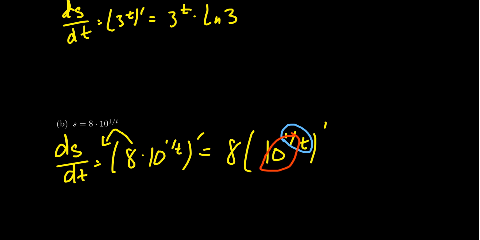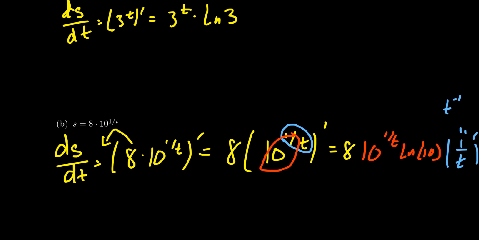And so when we calculate the derivative here, we're going to get our outer derivative, which will be 10 to the 1 over t times the natural log of 10. You have to pay the tariff with the outer derivative. And then the inner derivative, well, we have to take the derivative of 1 over t, which you might want to think of as t to the negative 1 power. That can be very useful here. So then the power rule applies. So we're going to get 8 times 10 to the 1 over t times the natural log of 10.